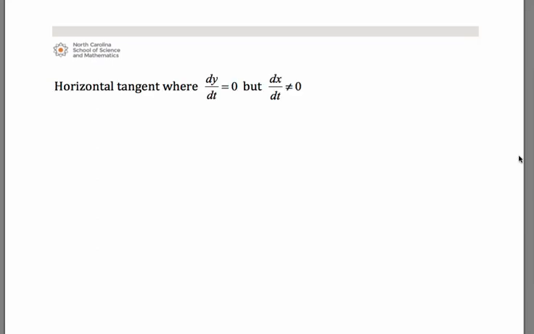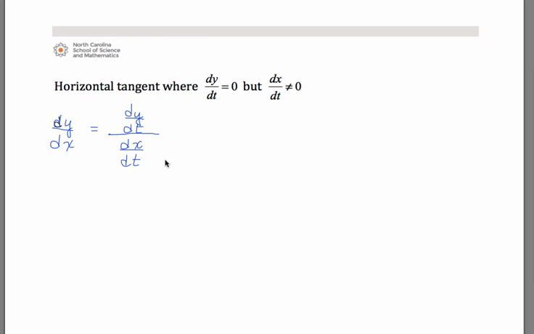Recall that a horizontal tangent is going to occur where dy/dt equals 0, but dx/dt does not equal 0. You'll remember that the way in which we find the derivative of a parametrically defined function, dy/dx, would be equal to dy/dt over dx/dt. So there are two components. If we're looking for a horizontal tangent, we know that's essentially where the numerator part, the dy/dt, will equal 0. But at the same time, we know we cannot have 0 in the denominator, and that's why dx/dt cannot equal 0.